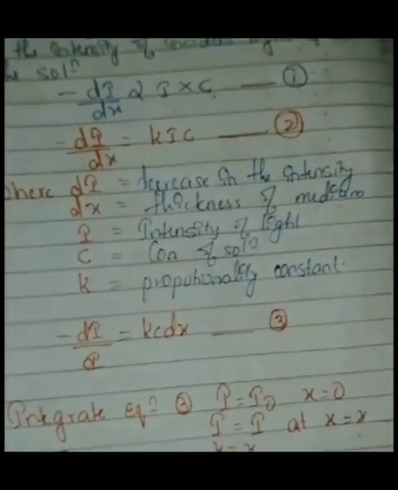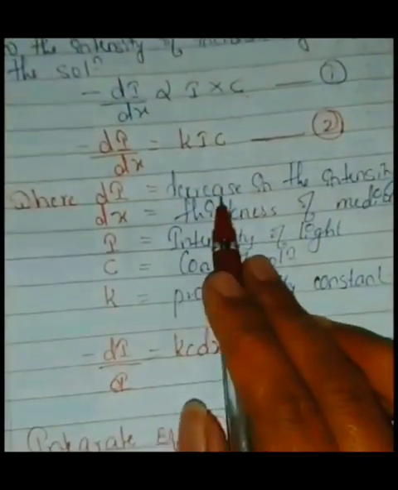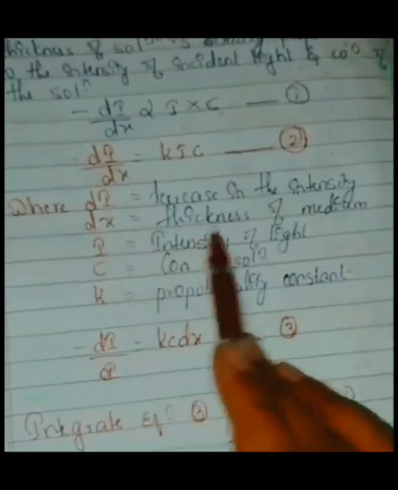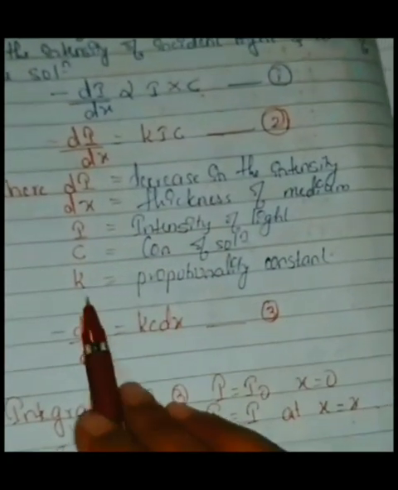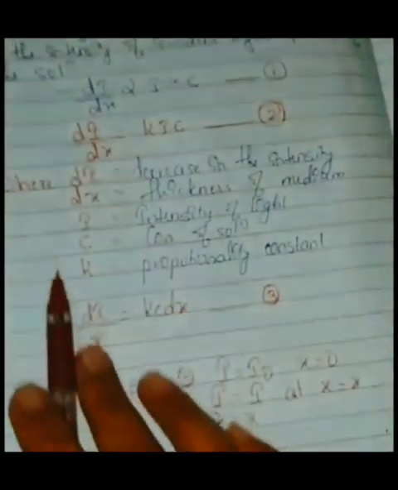Are all the terms clear to you, or shall I repeat them once? Okay, I'll repeat it so we don't have any confusion. dI is the decrease in the intensity. dx is the thickness of the medium. I is the intensity of light, C is the concentration of the solution, and K as usual is the proportionality constant. If you know these terms, these definitions will become very easy for you. Then you will automatically understand the Beer-Lambert law and Lambert's law. Let us start the derivation now.